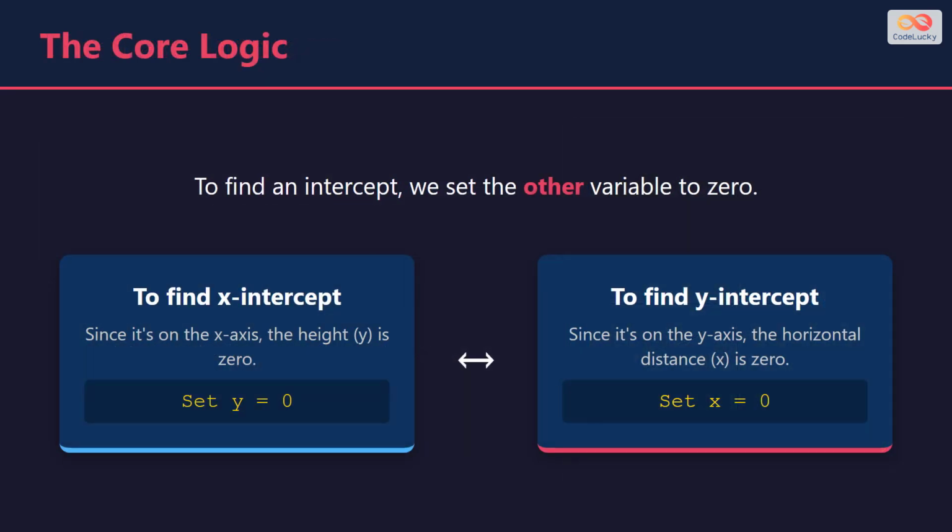Here is the core logic behind this method. Because the axes represent 0 values, we can find one coordinate by setting the other variable to 0. To find the x-intercept, we set y to 0. To find the y-intercept, we set x to 0. It is a simple swap.